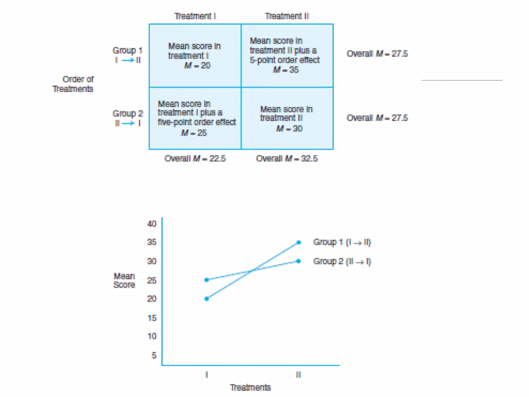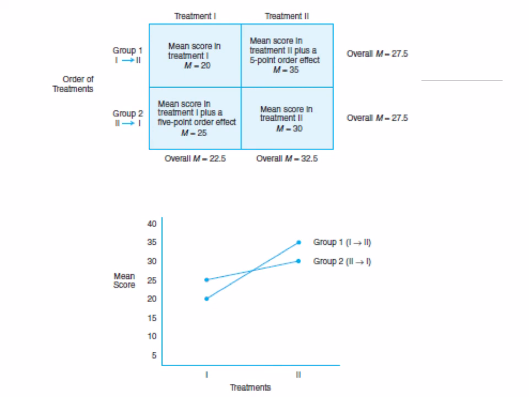There's no difference here. If we look for an interaction, though, we have a difference of 0 for the marginal means of order effects. But if we compare group 1 and group 2 for treatment 2, we see that there's a difference of 5 there. So we do have an interaction. And again, you could look at the graph really easily and also see that interaction. So this would be a situation where we have an interaction.